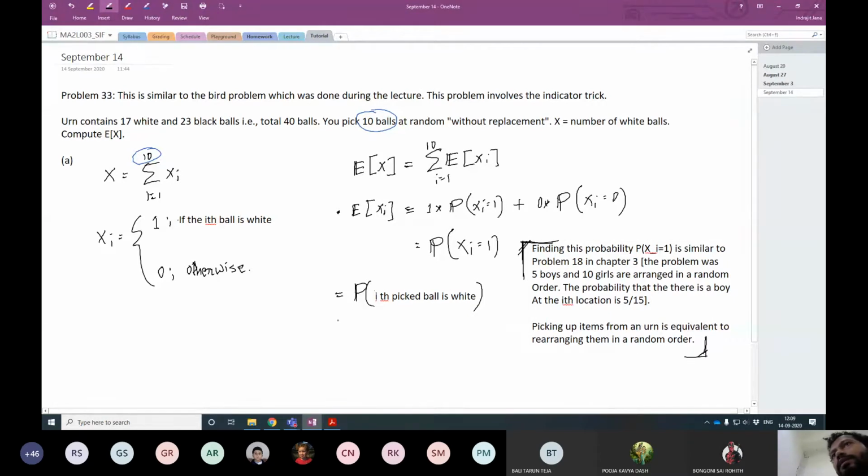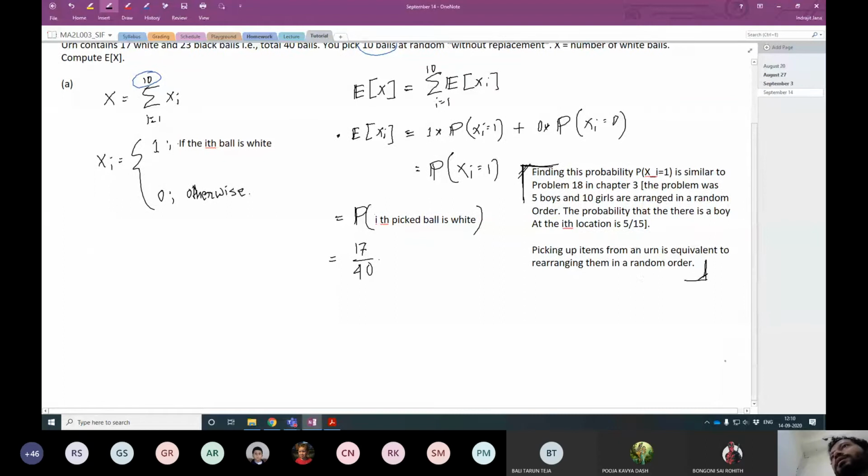Okay. And therefore, the expectation of X here is going to be 10 times, and this is true for all i. So expectation of X is going to be 10 times 17 over 40. That is 17 over 4. Any question about this part A?